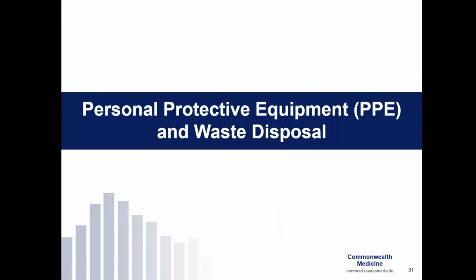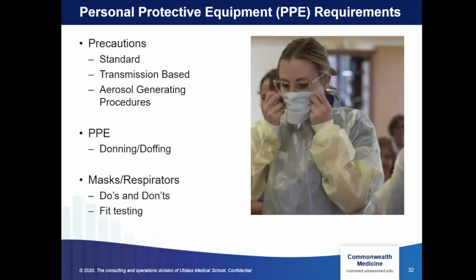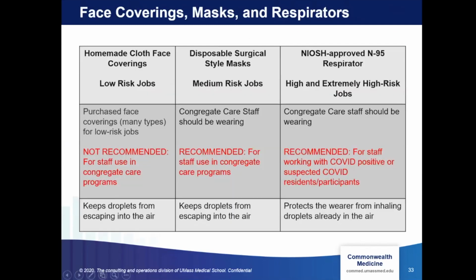Personal protective equipment and waste disposal. Personal protective equipment would be used for precautions such as standard, transmission-based, and the aerosol generating procedures. PPE requires assuring the procedures for donning and doffing are done correctly, and also how to apply masks and respirators correctly, the do's and don'ts, and fit testing. There is a link to guidance on putting on N95 masks in the facilitator guide, which comes from the cdc.gov NIOSH documents to recommend the proper way to put them on and take them off.